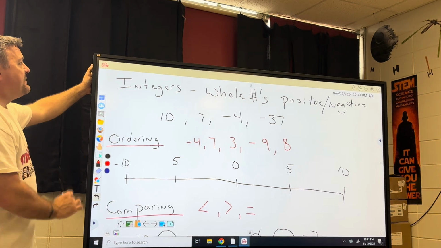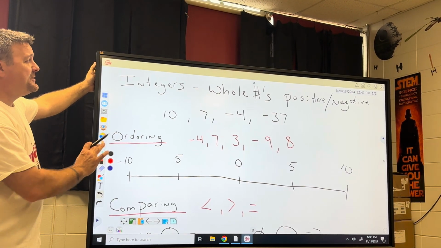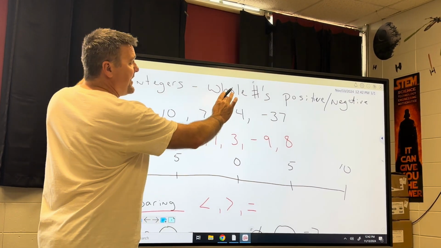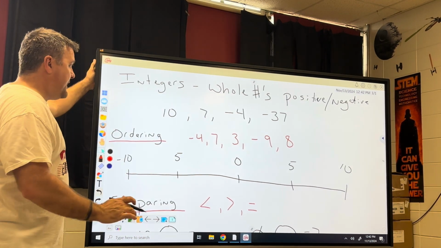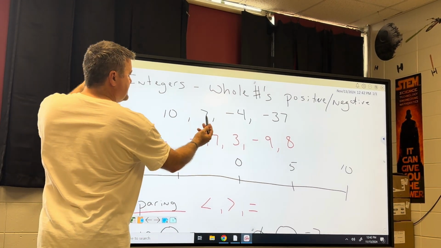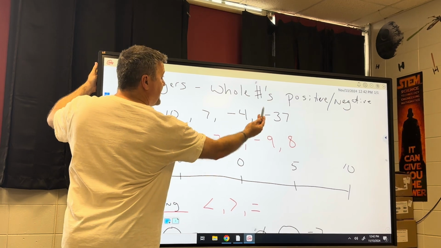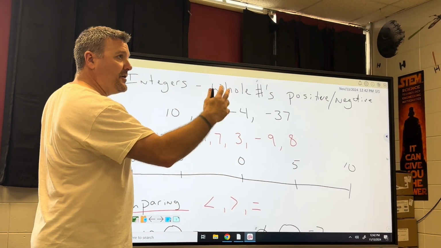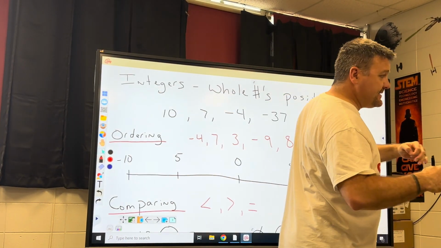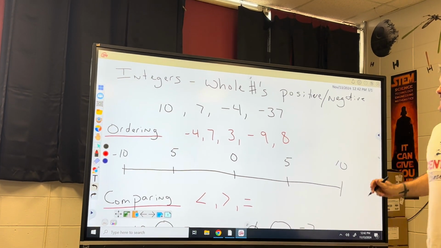The first thing is we've been talking about integers, okay? Integers are nothing more than just whole numbers, but they can be positive or negative, okay? Such as examples, 10, 7, -4, -37, and it goes on and on and on. An integer is a whole number, thank goodness.